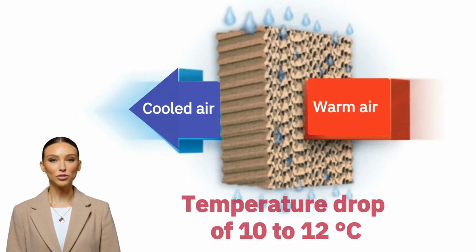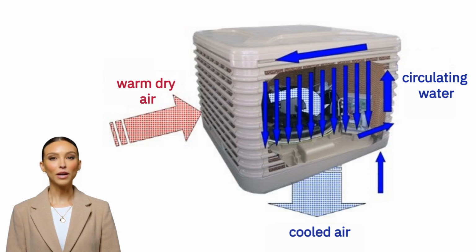In our cooling units, warm air passes through moistened filter panels. When the warm air comes into contact with the wet surface of the filter, the water evaporates as it absorbs heat from the air. This results in the natural cooling of the air, typically by 10 to 12 degrees Celsius. In our ADRIAN-AIR cooling units, fans and pumps operate to ensure the distribution of water and air.